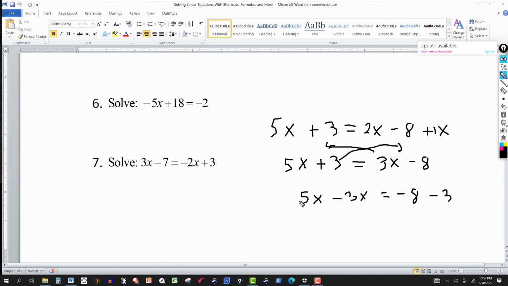So here I have 5x minus 3x. Just think of that as 5 minus 3. 5 minus 3 is 2, and you bring down the x. 5x's, subtract 3x's. 5 minus 3 is 2. So we get that. Then here I have a minus 8, subtract 3.